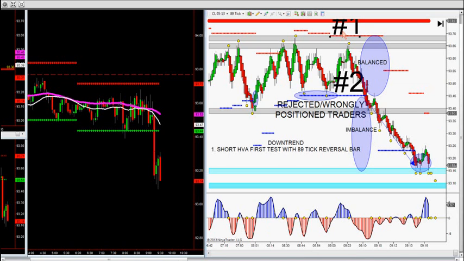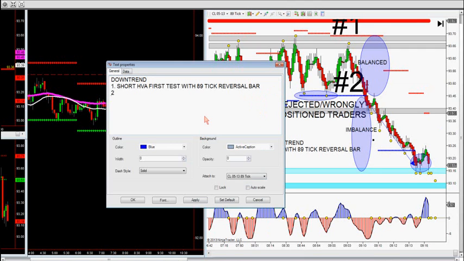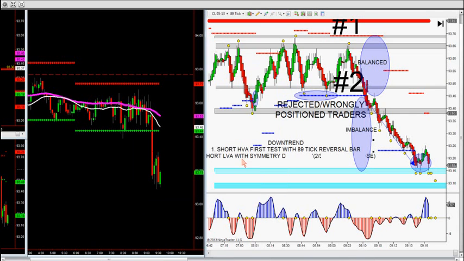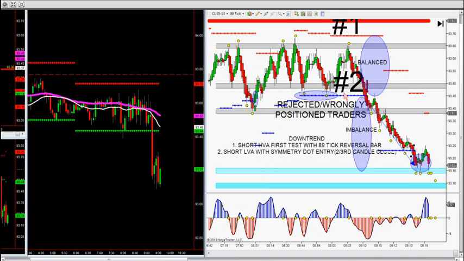But what happens if the market's too weak? It will never get to a number one in a downtrend. So if a number one is not going to work, I said we look for a number two breakdown at 45. Why? Number two says we short LVA with a symmetry dot two-thirds candle close. So if the market's too weak for a number one trade to happen, I said the moving average is crossed down.